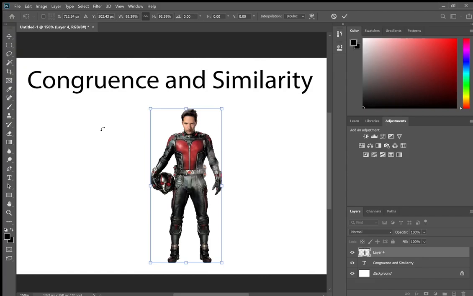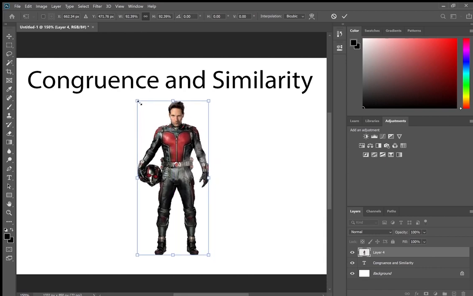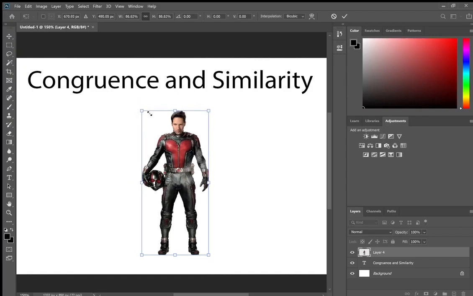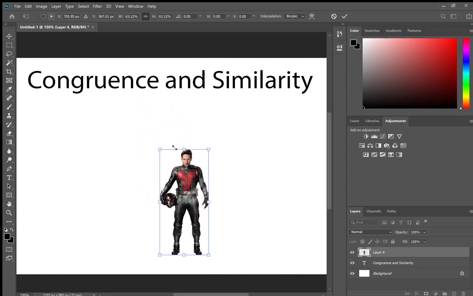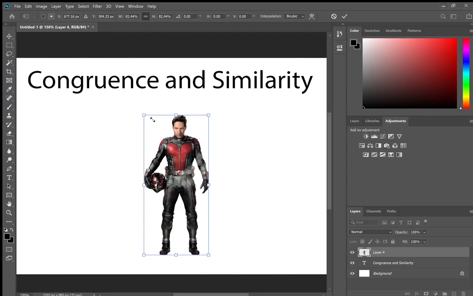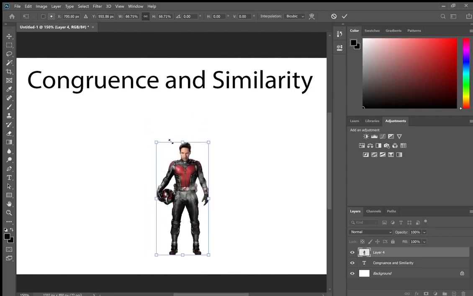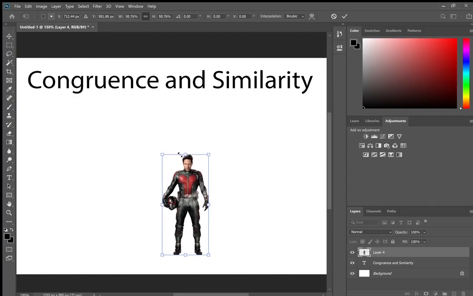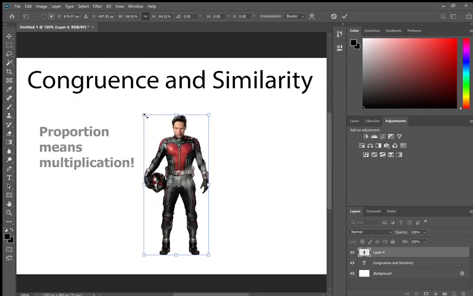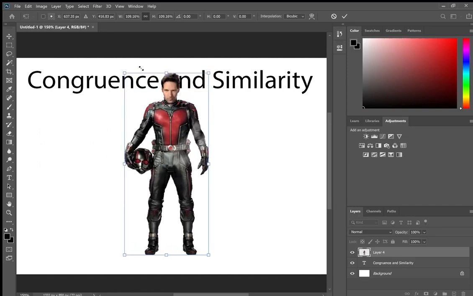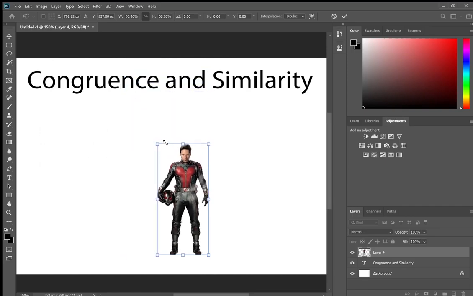And the reason for that is proportions. Notice that when we grow and shrink Ant-Man, or at least this two-dimensional representation of Ant-Man, we are growing and shrinking the width and the height, the x and the y axes. We are shrinking them by the same amount every time. And when I say amount, I mean proportion. And when I say proportion, I mean multiplication. So if we cut Ant-Man's height in half, we're also cutting his width in half.